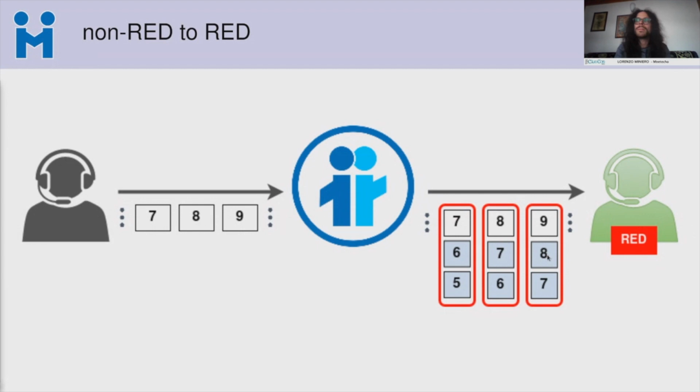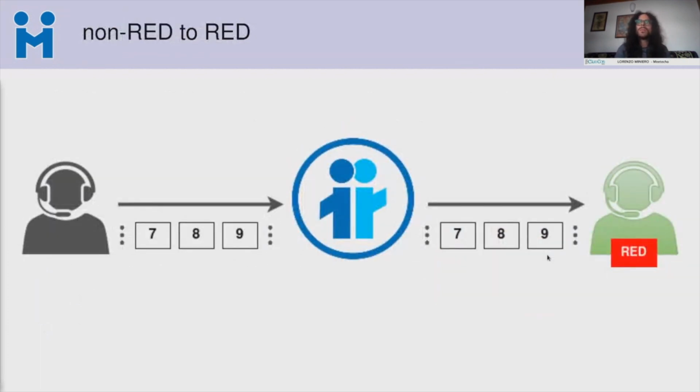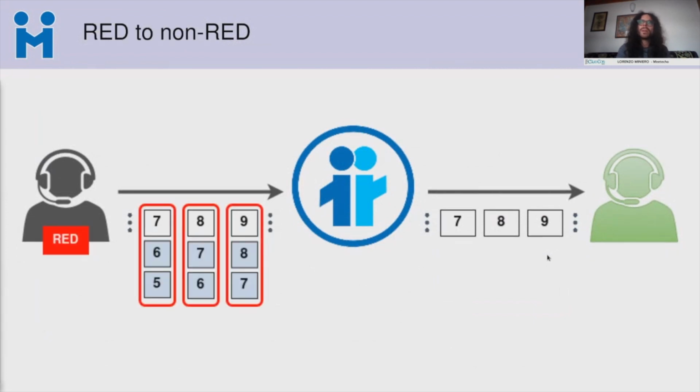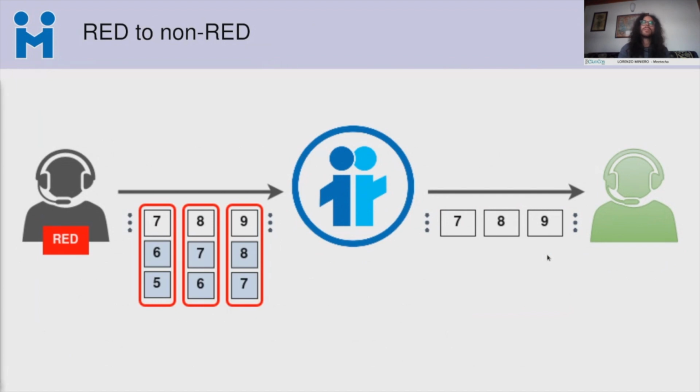And of course, as I mentioned, this is an initial integration, mostly because we started not long ago. And there are indeed some challenges that we need to address. So first of all, in the RED to non-RED case, we are not really taking into account the redundant information. And this is related to this slide over here.